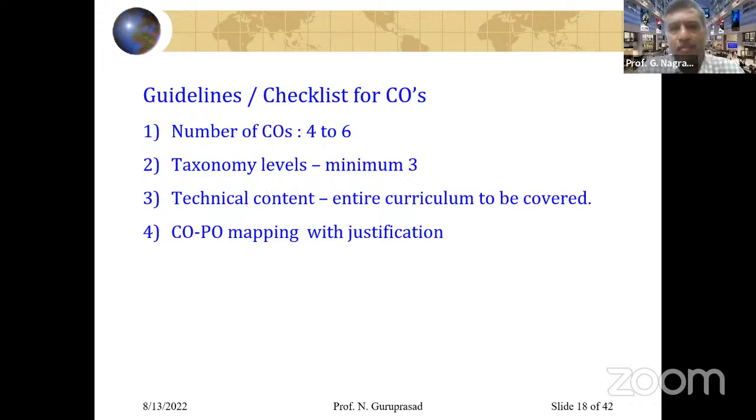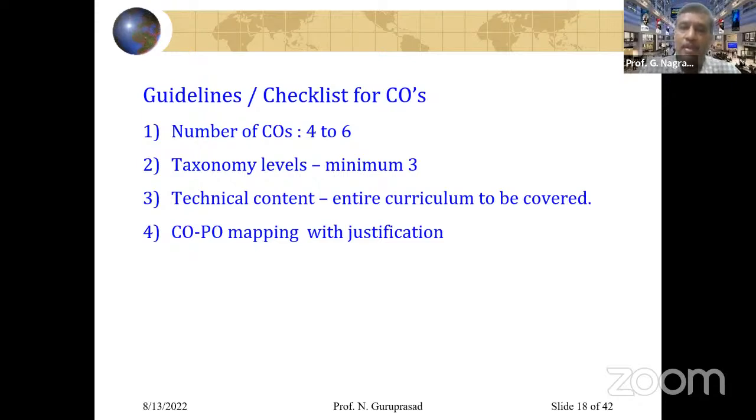Now, the checklist for preparing the course outcomes is we always limit our course outcomes to 4 to 6. As far as I know, there's no literature written anywhere that says the number of course outcomes should be so much. But I always feel, based on my experience and my discussion with knowledgeable people like you, I have always drafted the number of course outcomes as 4 to 6, and the minimum taxonomy level is 3, because most of the courses can be assessed using the first 3 taxonomy levels.